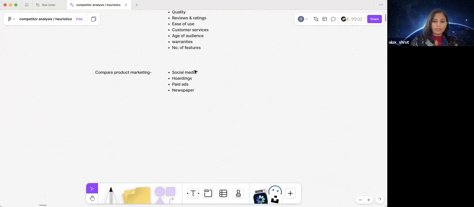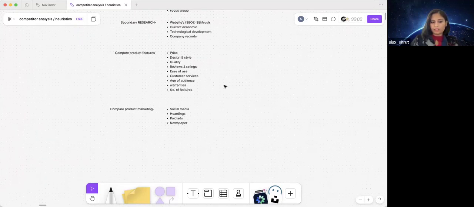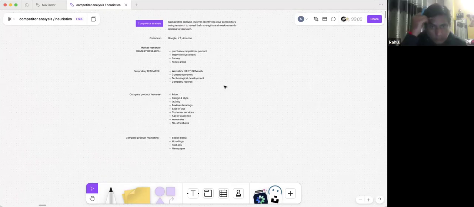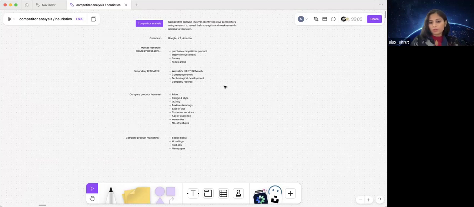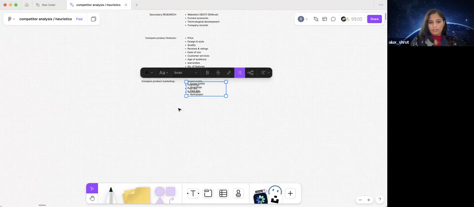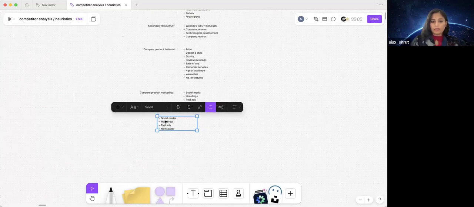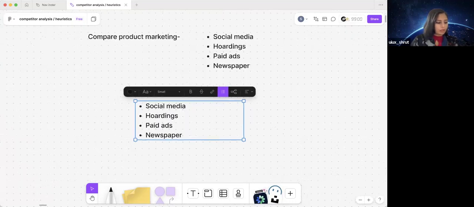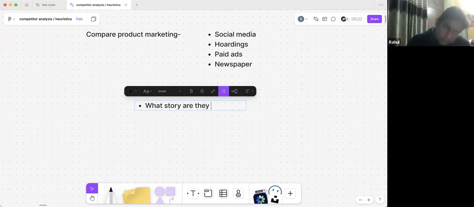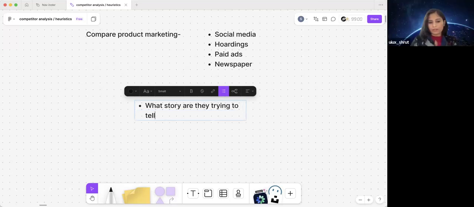Okay. So up to here you can research your competitors. You can choose any way. You can just collect information and document it. Okay. So once you're done collecting information, I want you guys to ask questions to yourself. So the questions are going to be, first question, you can write it in your notepad also. What story are they trying to tell?